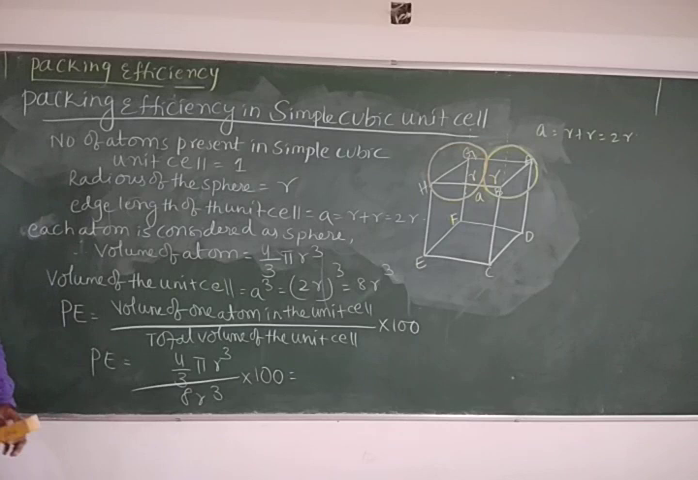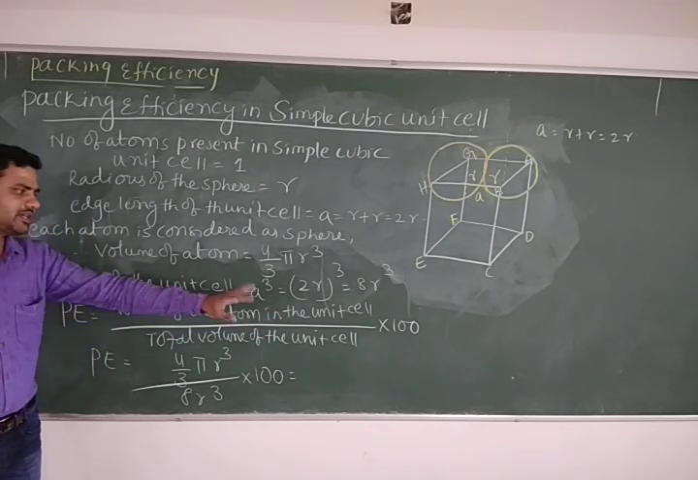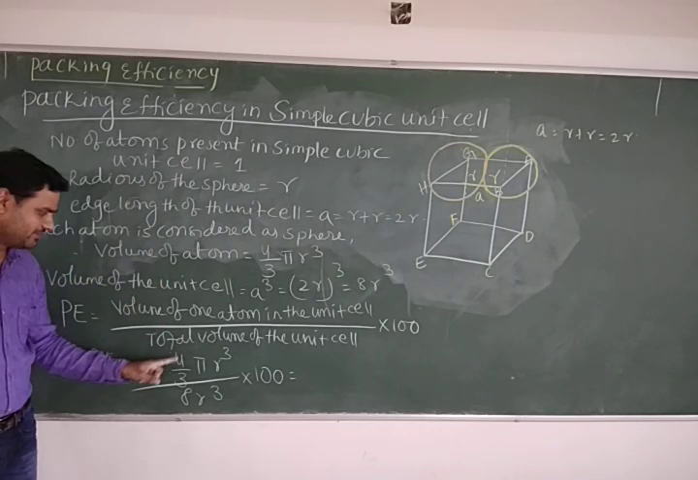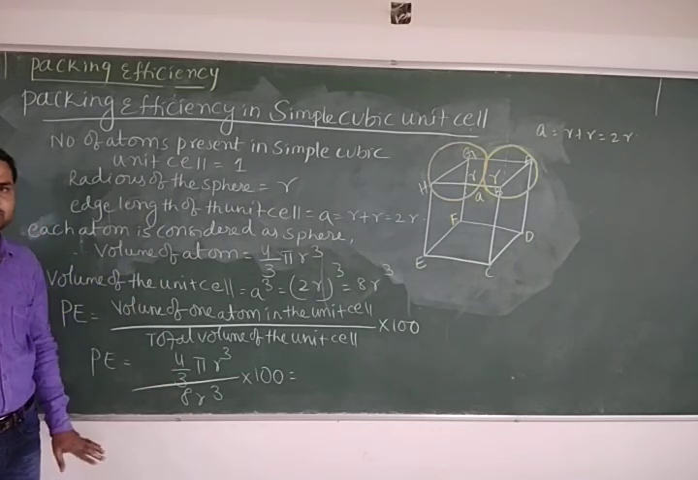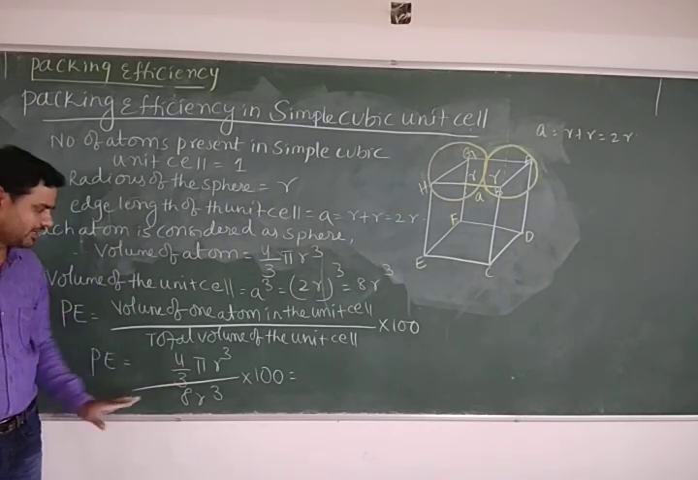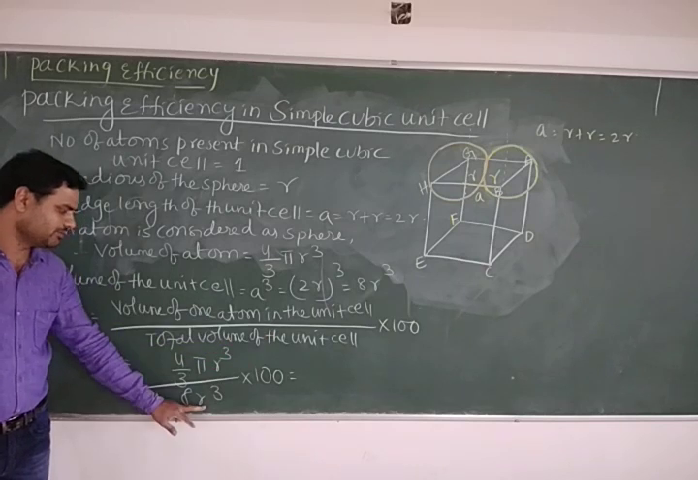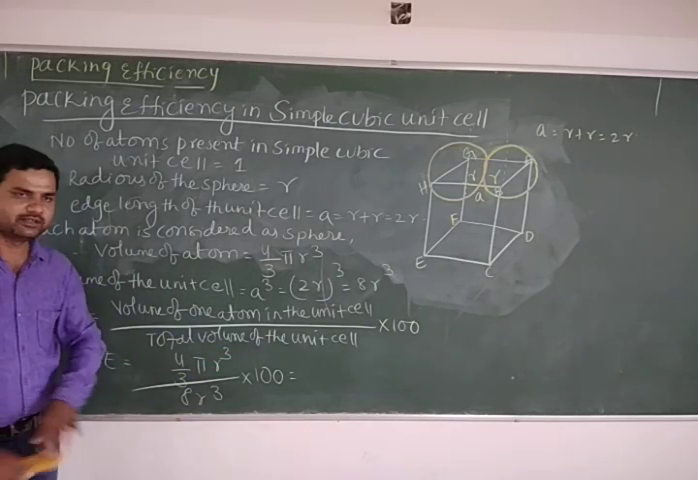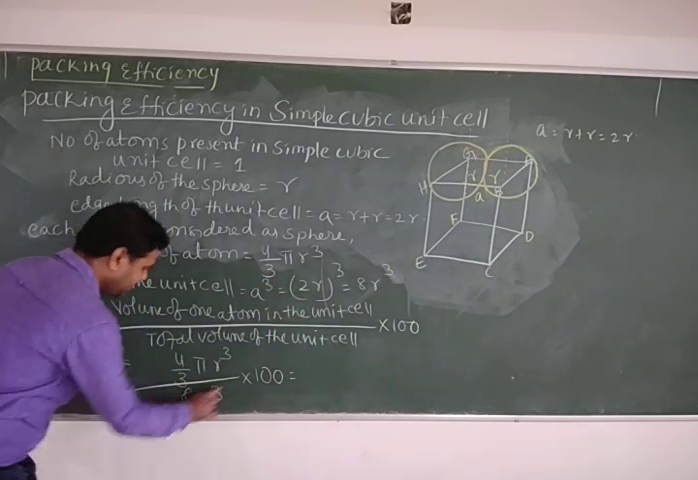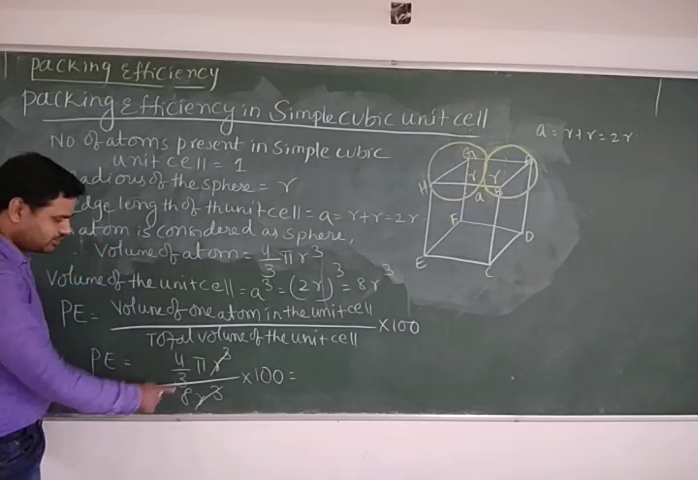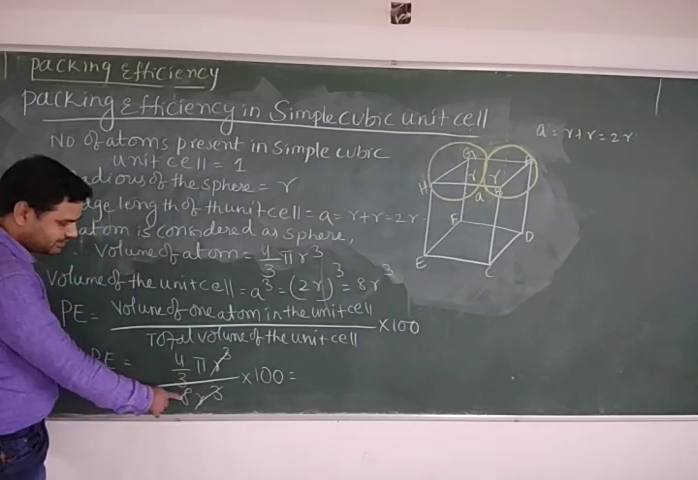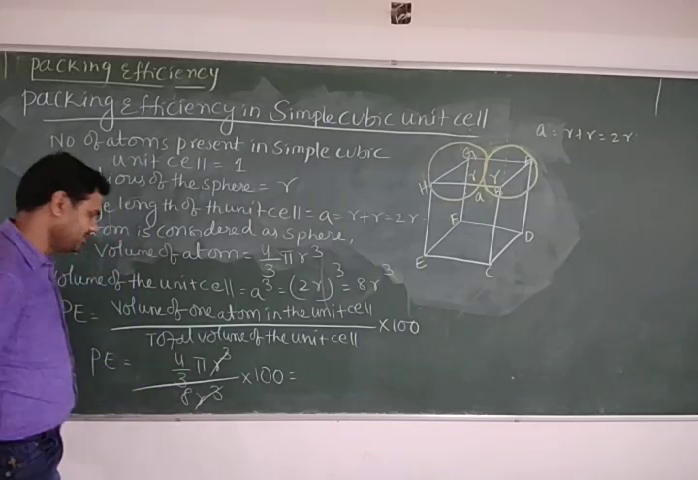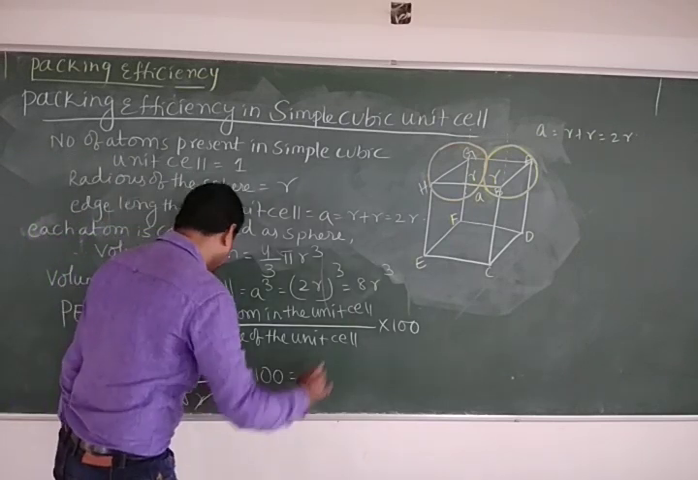Is it clear now? Once again I am repeating. Volume of the 1 atom in the unit cell: atoms are in sphere shape, only 1 atom, therefore the value is 4 by 3 pi r cube, the sphere volume formula. Total volume of the unit cell is 8r cube into 100. Now here r cube on both sides gets cancelled. So 3 and 1, and here 8 is there, right? So the total value becomes what? And I am writing directly.